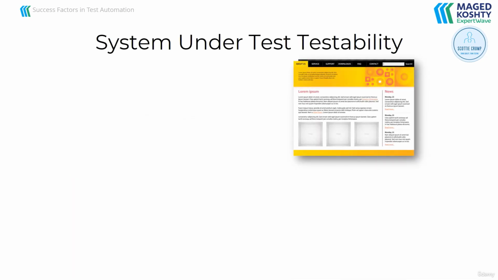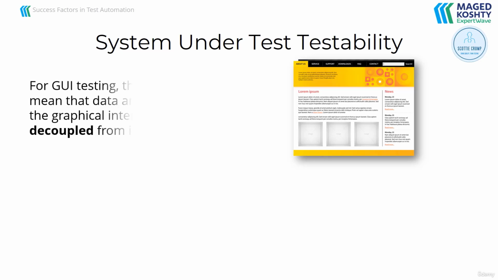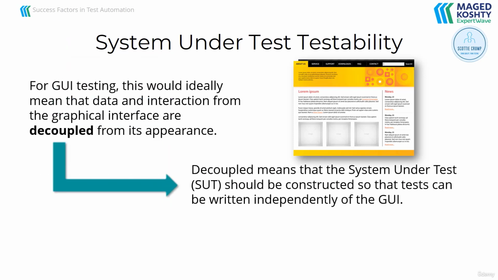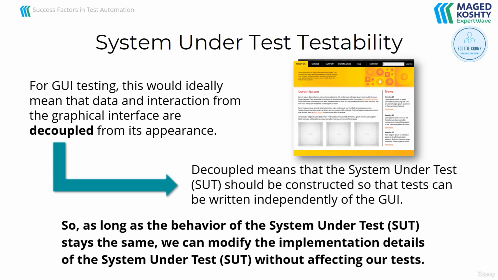System under test testability. To automate our tests, we need to design the system under test, SUT, for testability. For GUI testing, this would ideally mean that data and interaction for the graphical interface are decoupled from its appearance. Decoupled means that the system under test, SUT, should be constructed so that the tests can be written independently of the GUI. So, as long as the behavior of the system under test, SUT, stays the same, we can modify the implementation details of the system under test, SUT, without affecting our tests.